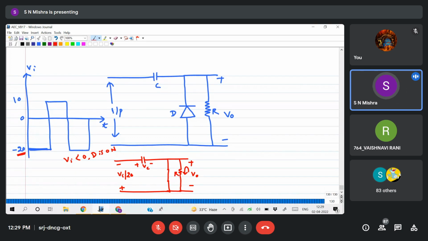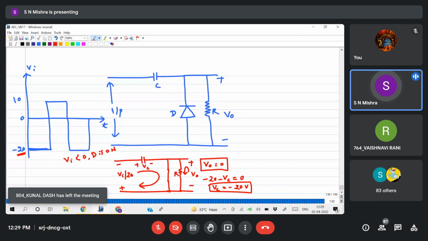If I apply KVL here, V0 equals 0. Applying KVL, plus to minus, minus 20, plus to minus, minus VC equals 0. So VC equals minus 20 volt. If you consider minus plus, then it will be plus 20. I am considering plus minus here, that's why I am getting minus 20. This is only an assumption, like a sign convention. Same way you can consider the other, and you will get the opposite thing.